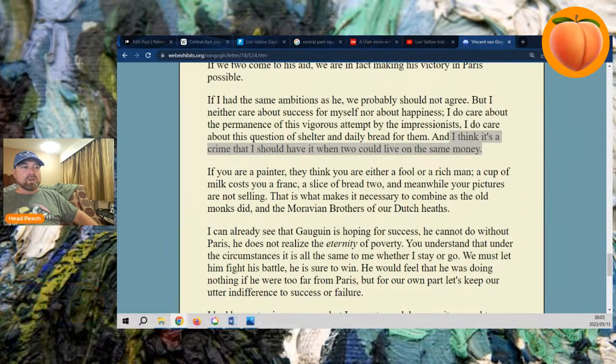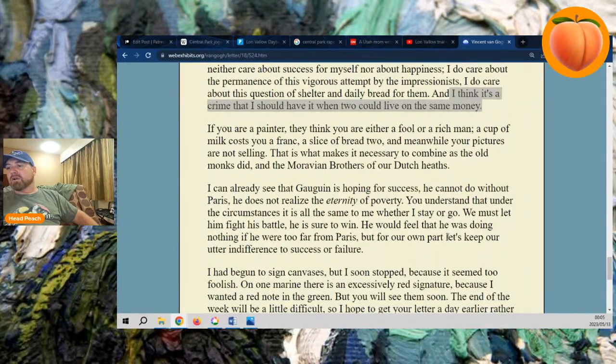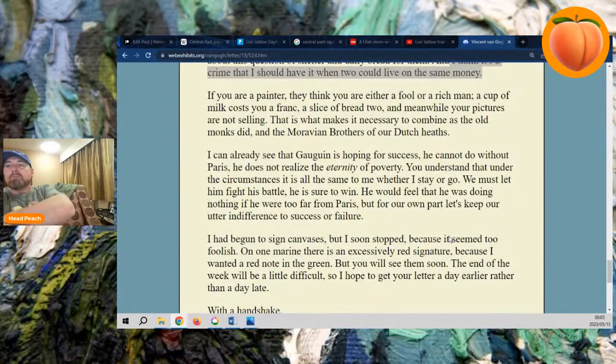Yeah, that's true. Okay, so he goes on, it's quite a long letter, but you're coming to the end. He says, if you're a painter, they think you're either a fool or a rich man. A cup of milk costs you a franc, a slice of bread too, and meanwhile your pictures are not selling. That is what makes it necessary to combine, as the old monks did, and the Moravian brothers of our Dutch heaths. So, what do you think they think of Van Gogh? Do you think that he says, if you're a painter, they think you're either a fool or a rich man? Which one do you think people think of when they think about him?